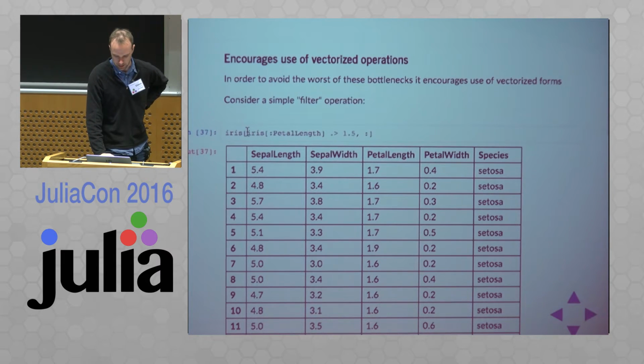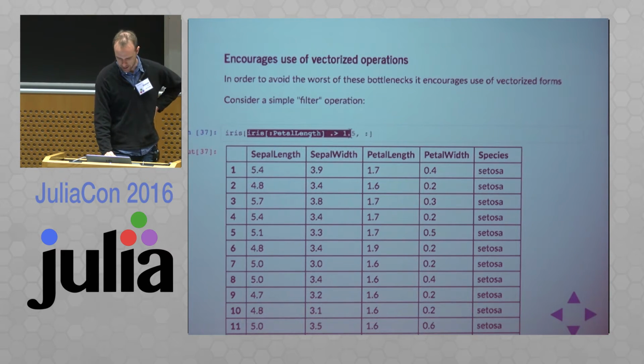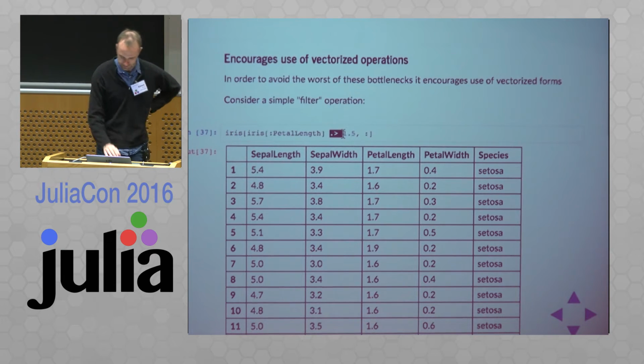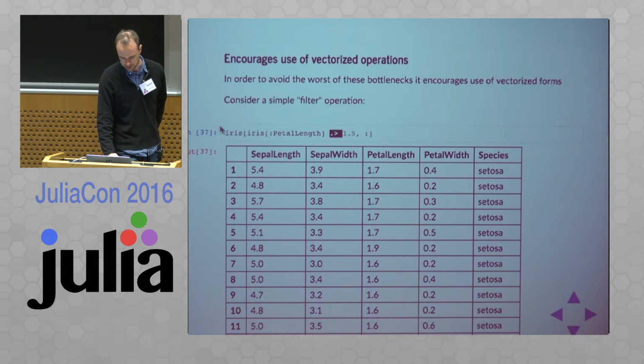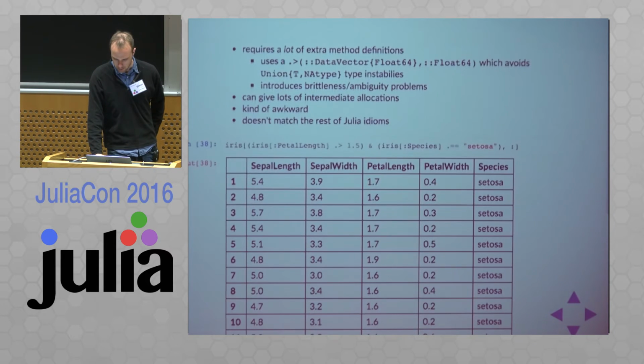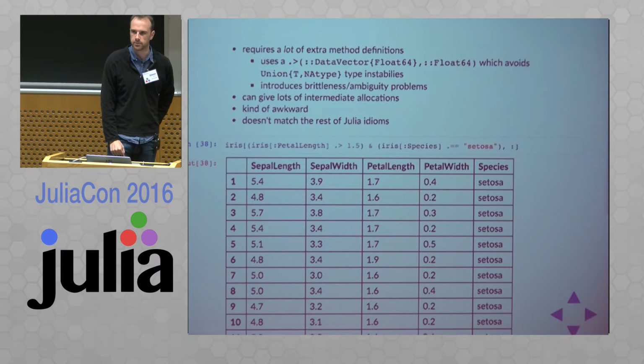And so here, for example, I'll use a running example of a filter operation. You want to filter rows. You use the dot syntax, dot greater than, to get the vectorized form of the inequality, and then you subset on that. Which isn't such a big problem when you're only doing one, but if you're doing multiple, then you end up with somewhat awkward syntax and a lot of allocation.